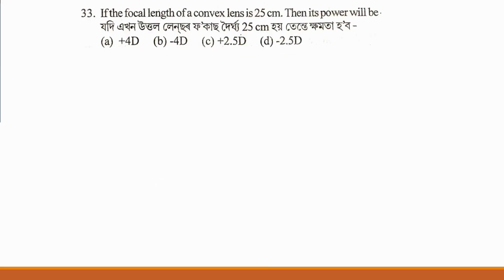If the focal length of a convex lens is 25 centimeter, then its power will be. Convex lens, also known as converging lens, the focal length of the convex lens is positive. So if we know the formula for the power of a lens, if you write here solution, then we know that power of a lens, comma P, is equal to 1 by f. This will be in meter.